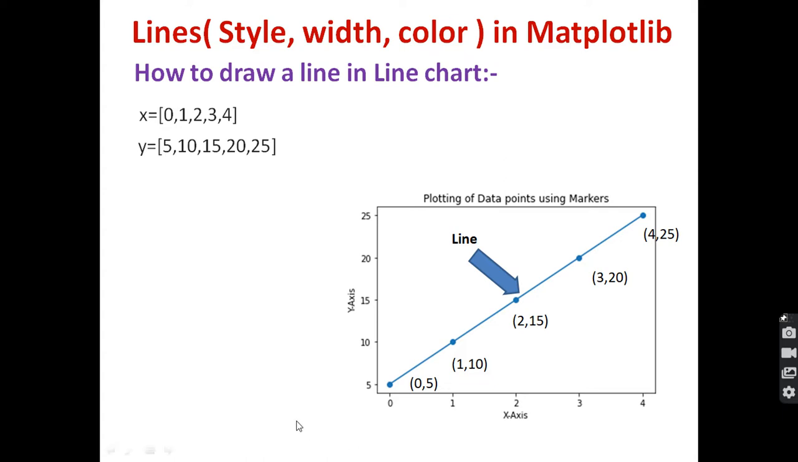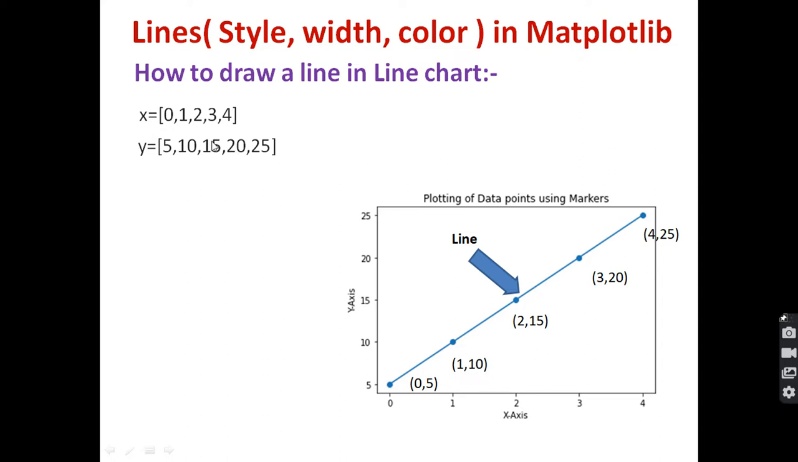Okay. On the x-axis, what are the values we have taken? 0, 1, 2, 3, 4. So, this is the x-axis. On the x-axis, we have to take the list of values 0, 1, 2, 3, 4. On the y-axis, we are taking the values 5, 10, 15, 20, 25. So, these are the list of values that we take on the y-axis. Y is equal to 5, 10, 15, 20, 25.